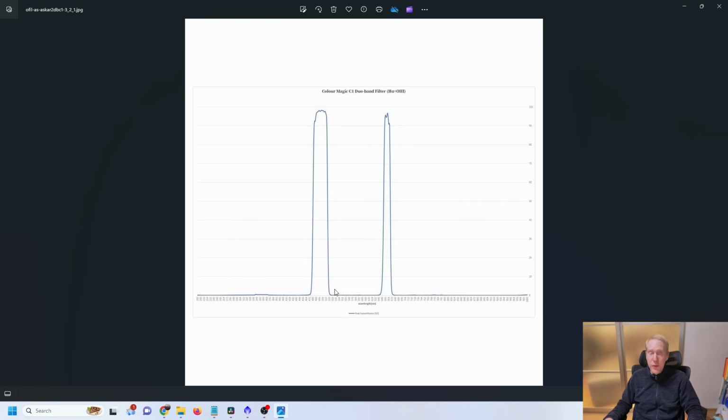This is a filter that I showed recently on the channel, where you can see we have a thicker bandpass on the left. So this is in the blue and blue-green kind of spectrum. And then on the right, we have a somewhat thick bandpass in the red. So this filter only has two bandpasses, but the bandpass on the left is wide enough that it passes both H beta and oxygen 3, and the bandpass on the right is thin enough that it only passes H alpha.